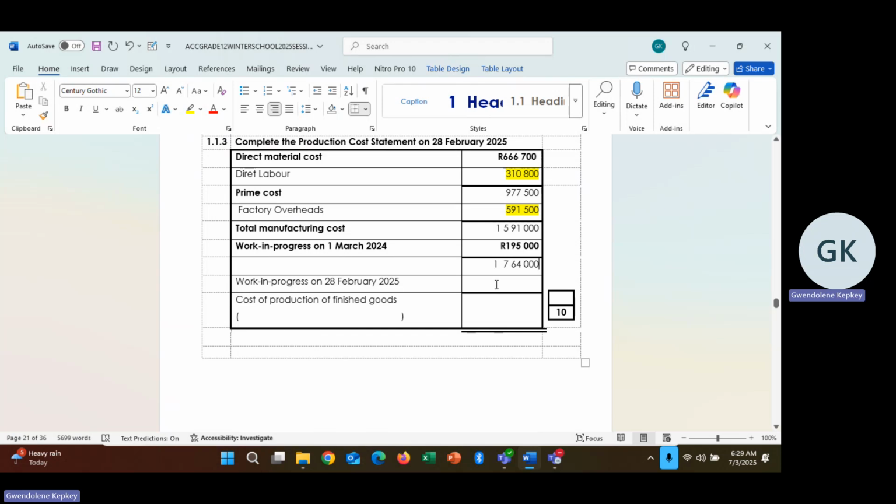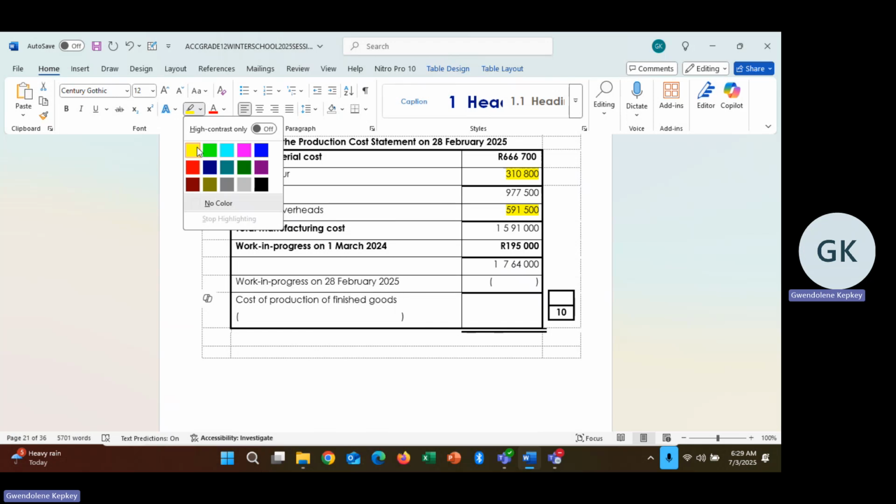Interesting, they have not given to us what the work in progress is at the end, but I do know it comes in a bracket. That's the one thing I do know. And I also know that I now can work bottom up. So I'm interested in the goods that was.